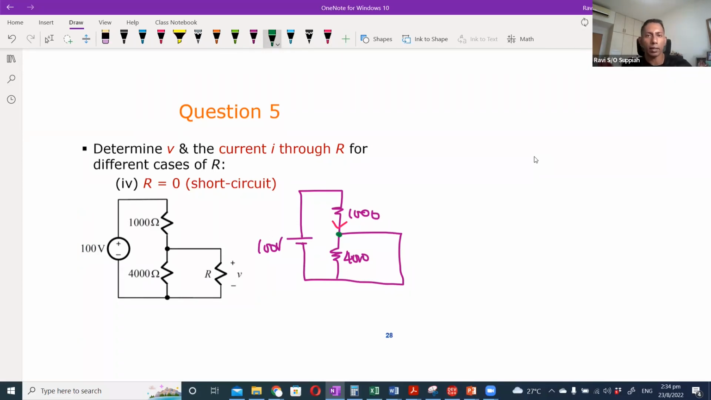The current will always take the easiest path, which means that it will bypass the 4000 and all the current will only flow through the short circuit path. That means it is equivalent to saying that this becomes an open circuit. That means the circuit eventually just looks like this. It's just 100 volt with a 1000 ohm resistor, and then it's a short circuit.